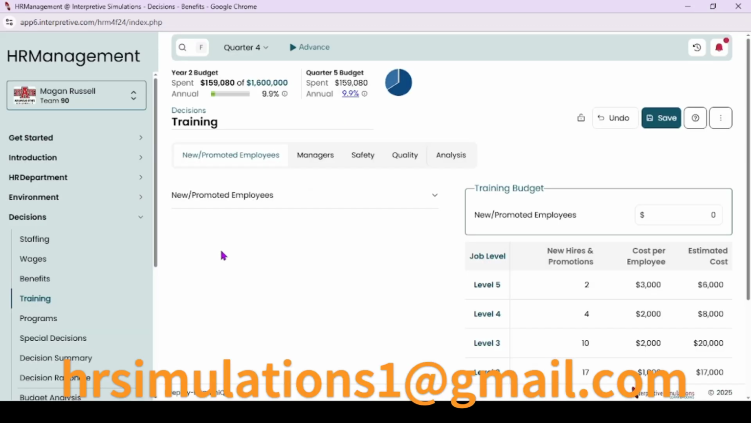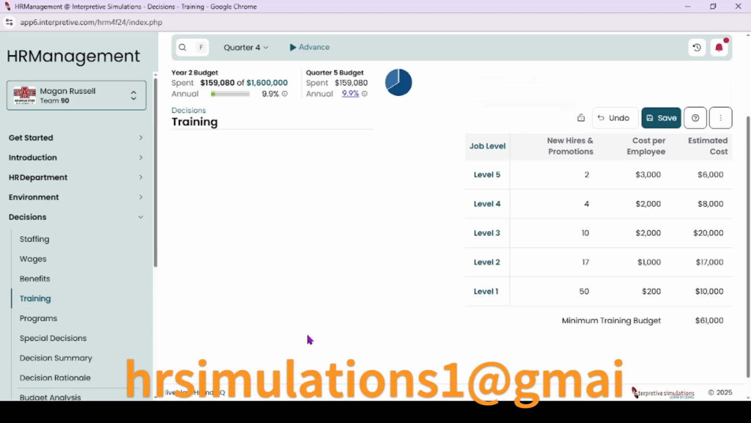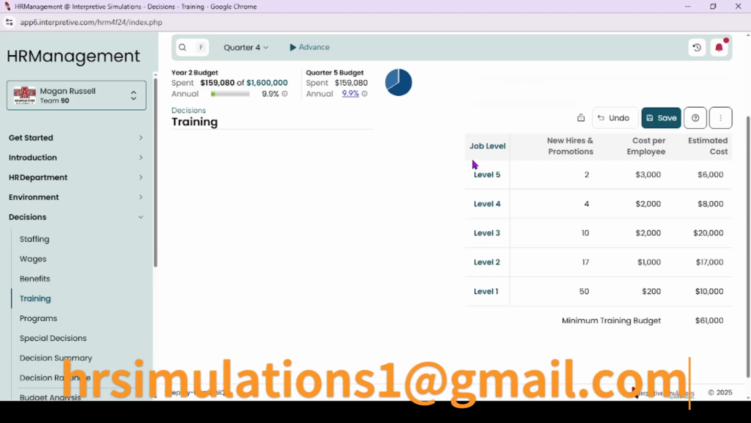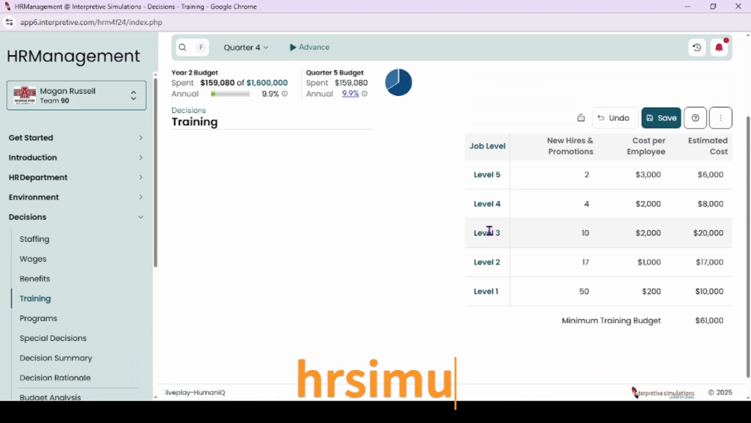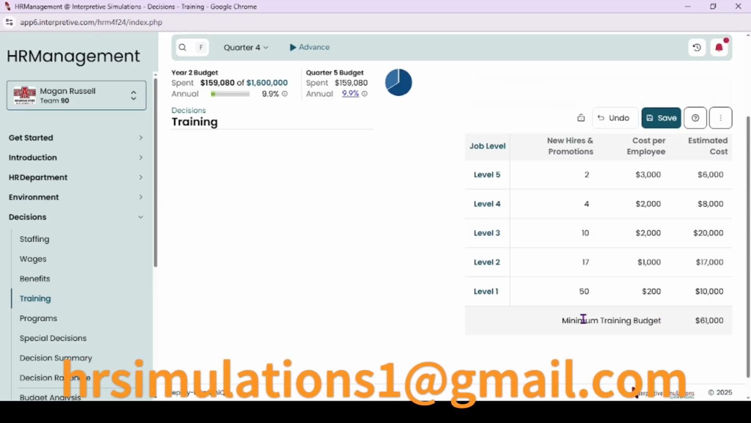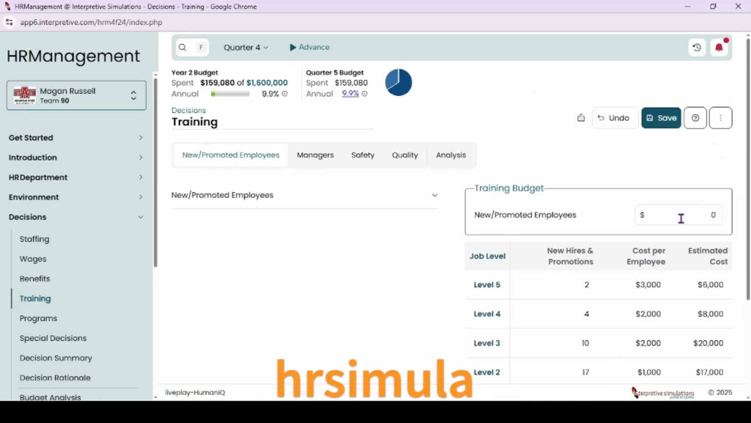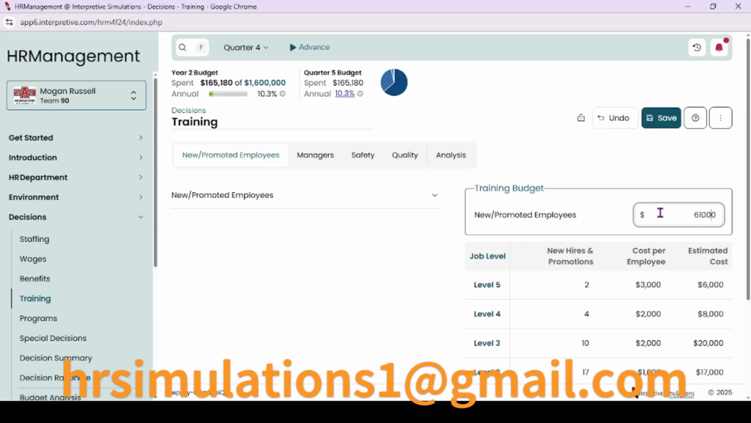Next is the training. And under the training, we now have to go through. Remember, we have hired new workers, and each and every job level has a cost per employee for training. So you can see the minimum budget for the training is 61,000. So I'm just going to give it around 61,000, the budget required. And then that's for the new and promoted employees.